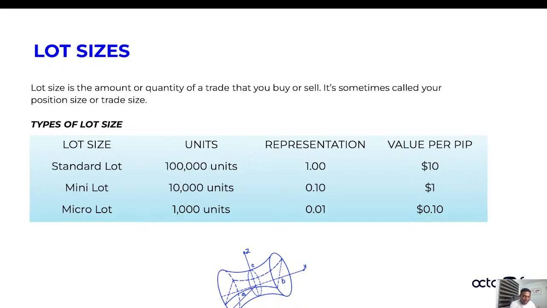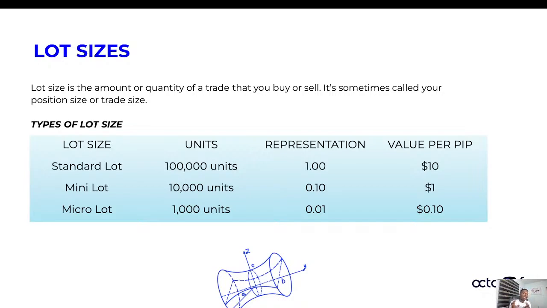We have the standard lot size, the mini lot size, and the micro lot size. When you talk about the standard lot size, we have 100,000 units in a standard lot size. Having 100,000 units represents one lot. So when you are trading and you choose one lot as your lot size, it means you are trading with 100,000 units.